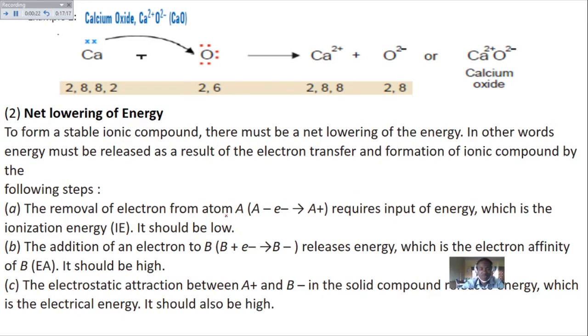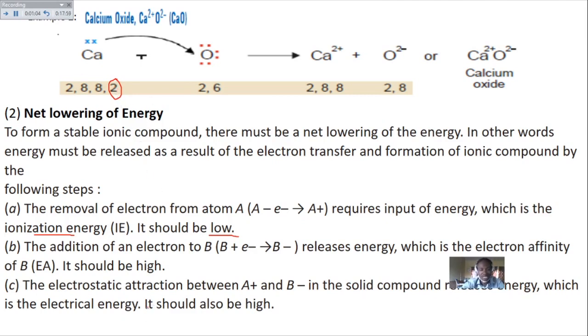The removal of an electron from A requires an input of energy. This is what we call ionization energy. When calcium wants to release its 2 valence electrons, you need energy, and the kind of energy needed to release these 2 is what we call ionization energy. To do this, the ionization energy must not be too high. If it is too high, it consumes a lot of energy to remove the valence electron. But when it is very low, it is easier for anybody to remove the valence electron.